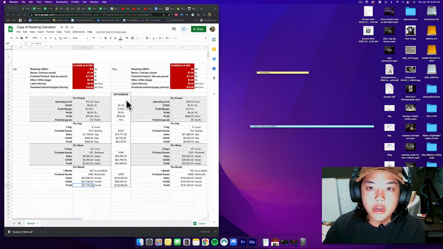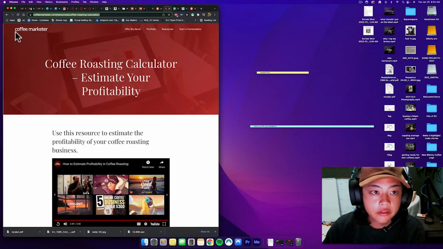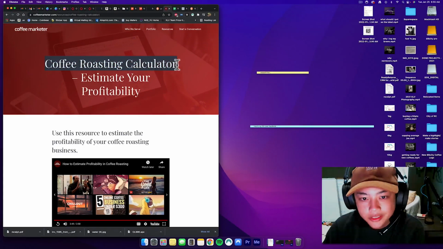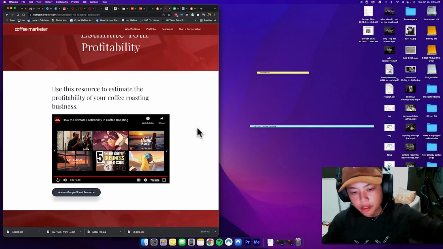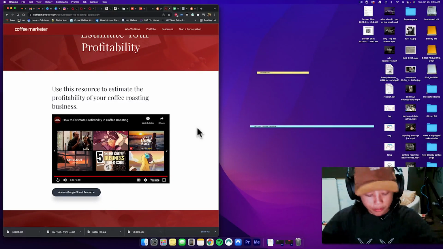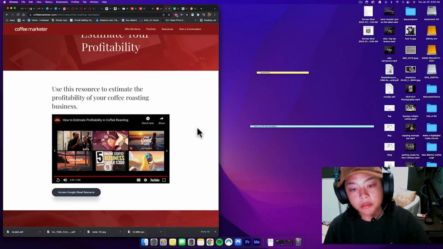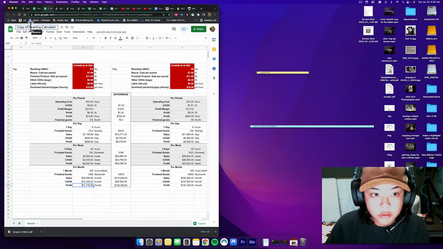Okay, so I found this really cool resource I want to show you, and it's from this website, Coffee Marketer. I found this a long time ago, and I actually filled it out a long time ago, I think when I had the hot top. Then I kind of put it out of my mind because I didn't believe I was going to be at this point. Basically what it is, which you already saw, is a roasting calculator.